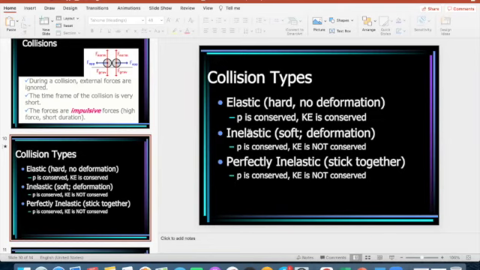All right, next we have inelastic collisions. This is when you have deformation. Again, deformation means change in shape. So after two objects collide, they actually change shape. They're not the original shape that they started out with. So in an inelastic collision, momentum is conserved, but the kinetic energy is not conserved. So the motion kind of stops after the collision.